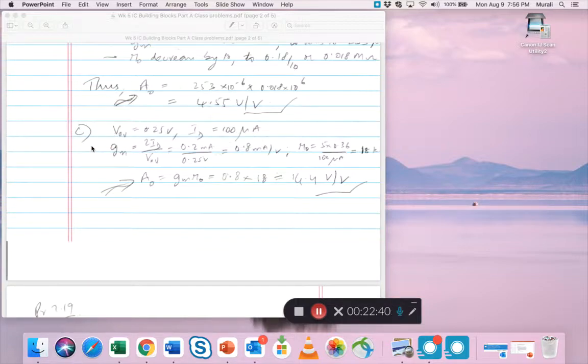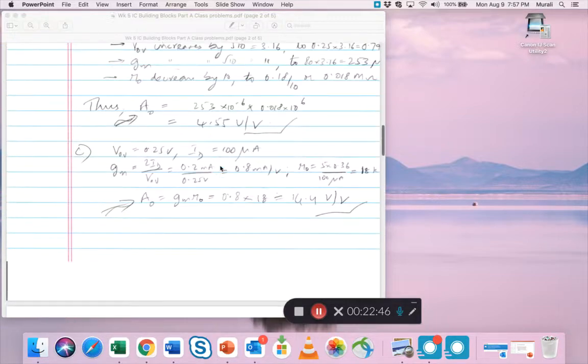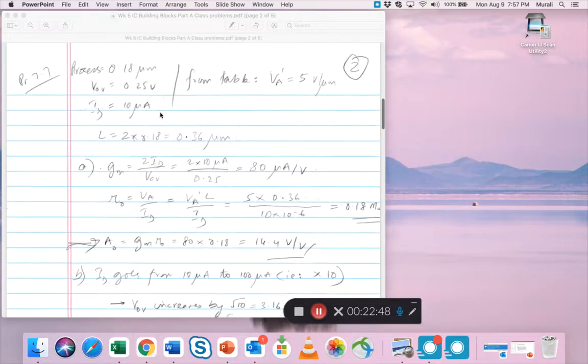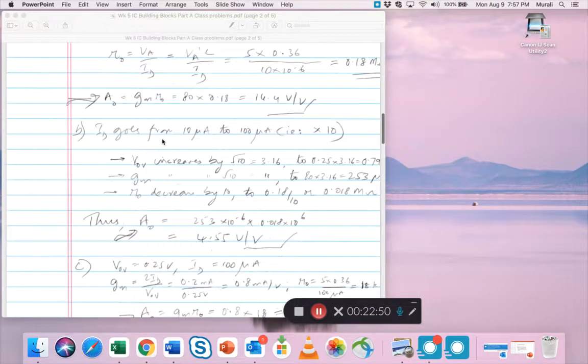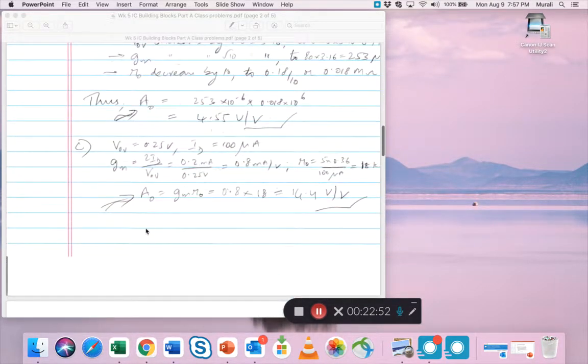Last portion, section 3 of C, here we are changing W. In the W by L business, W is allowed to be changed. We don't know how much, but we know something is changed. But we are told now we consider VOV is 0.25 and ID is 100.